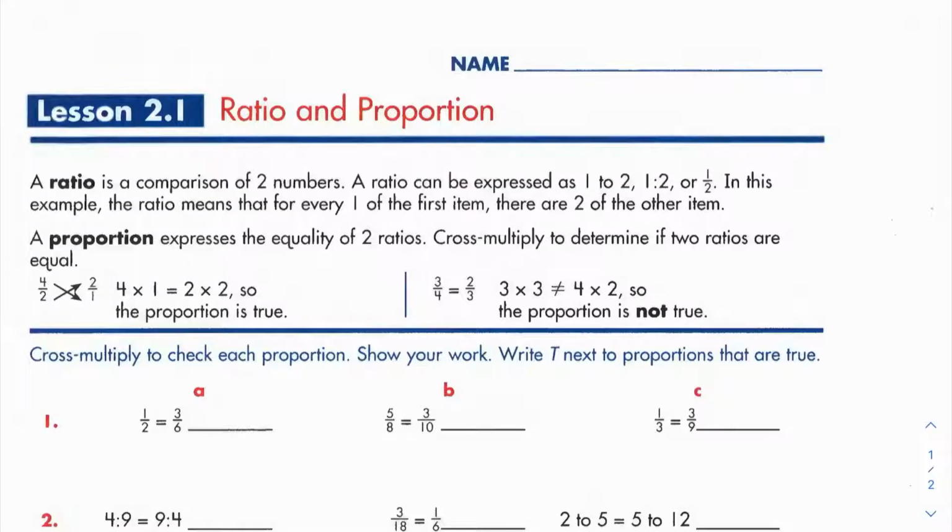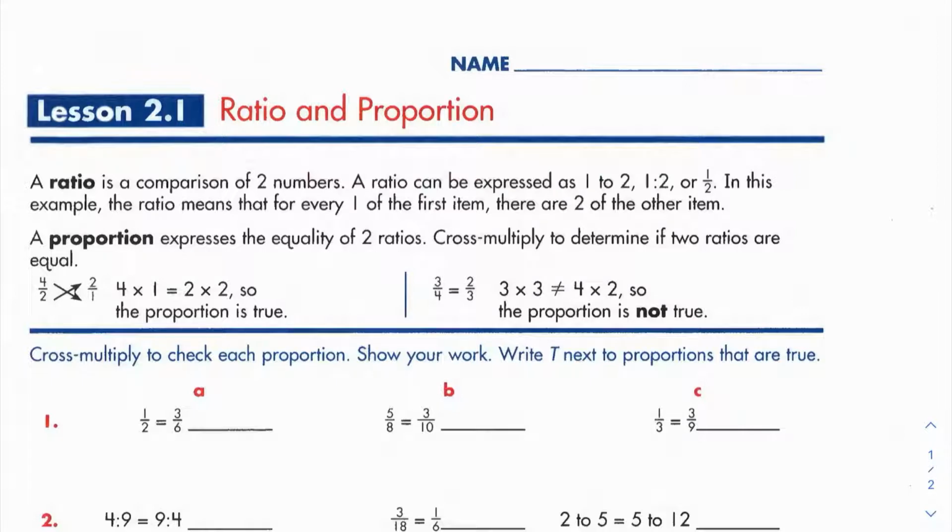Looking at the lesson 2.1 sheet, we first see that a ratio is defined as a comparison of two numbers. A ratio can be expressed in several different ways, and it gives you some of them. It could simply say 1 to 2, or 1 and then two dots, and that's just read as a 1 to 2 ratio, or 1 over 2 as a fraction.